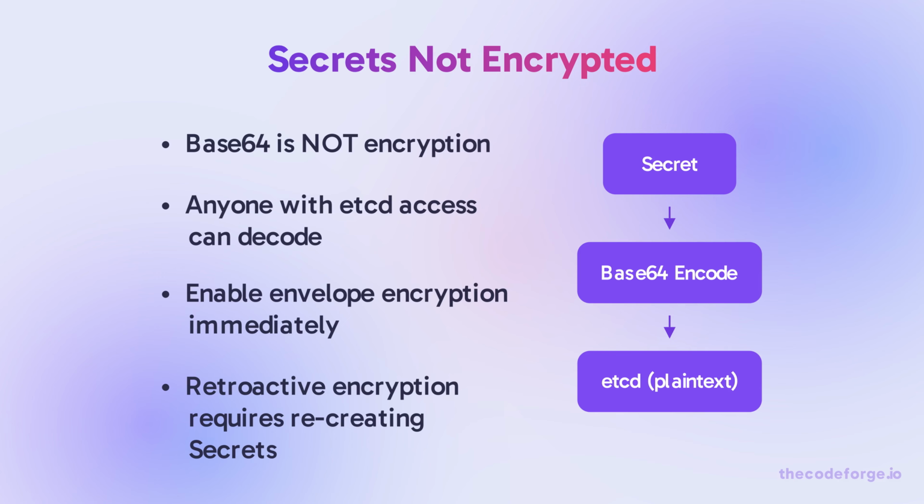Kubernetes secrets are base64 encoded, not encrypted. Base64 is reversible with a single command. Anyone with access to etcd or backups can decode every secret. Enable envelope encryption at rest before creating any secrets.